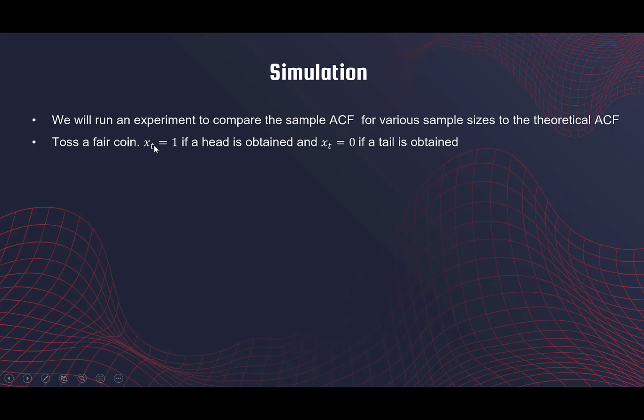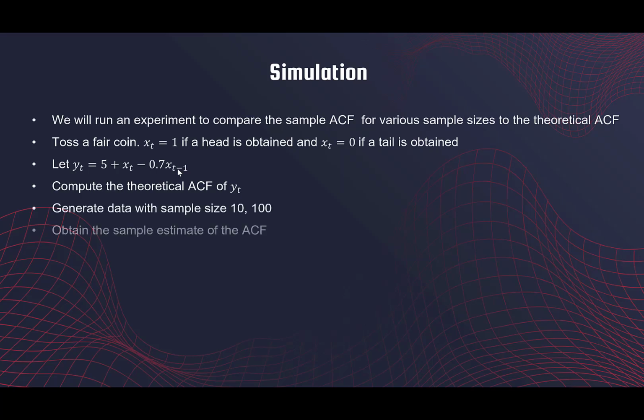So on the first toss we'll get x1 is either 1 or 0, then on the second toss x2 will be either 1 or 0, and so on. And then define this time series yt in this particular fashion. We will then compute the theoretical autocorrelation function of yt. Then we'll generate data with varying sample sizes, 10, 100, and probably some more sample sizes as well. And then we'll obtain the sample estimates from each of these different samples. And then finally, we will compare them to the theoretical autocorrelation function.